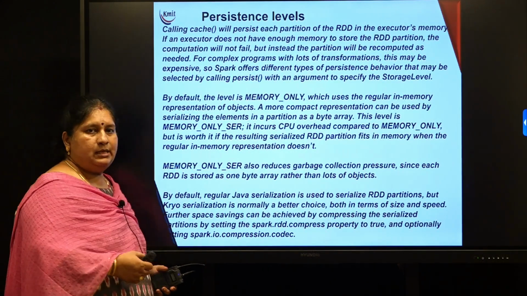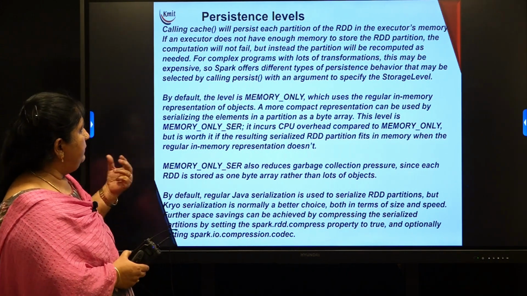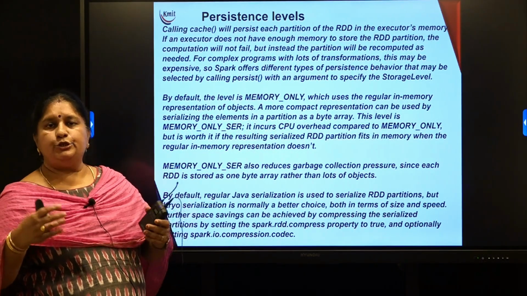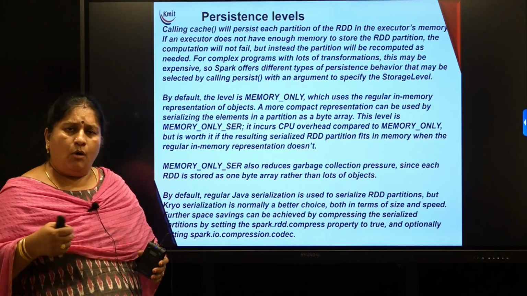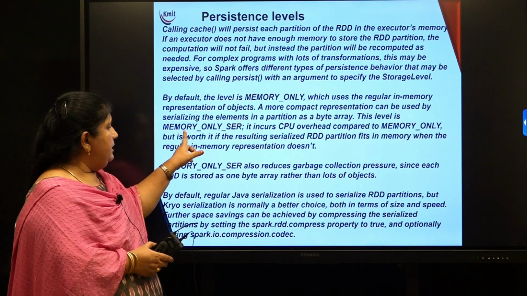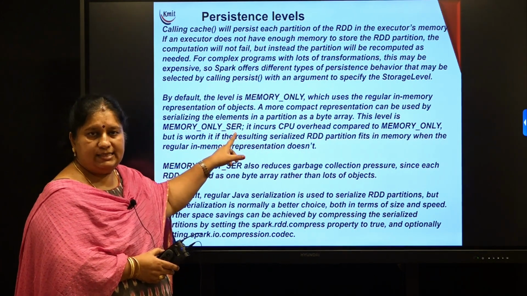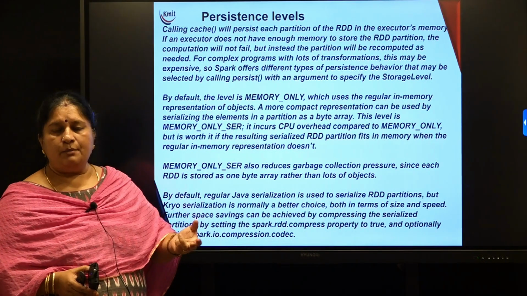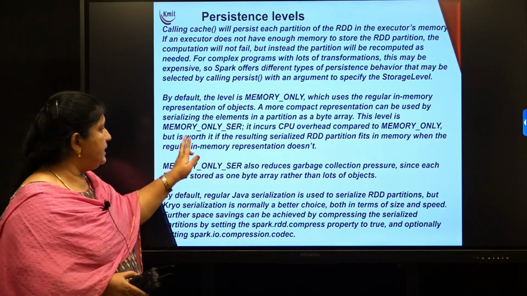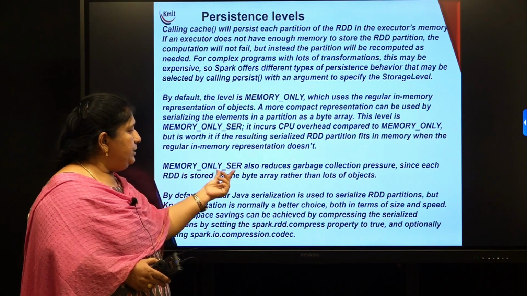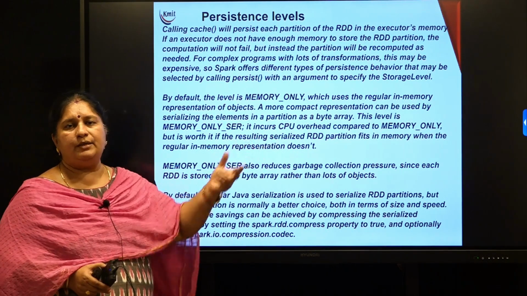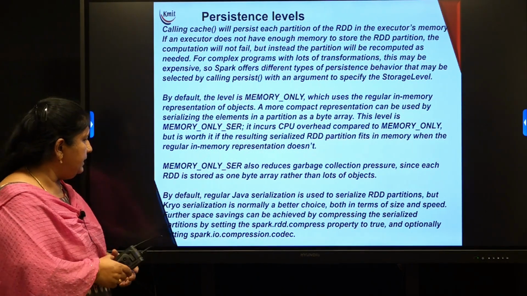And persistence levels you can define. By default it will go for memory underscore only. What does that mean? The entire data set should be loaded into main memory. What if the memory is not sufficient for holding the data? In such a case we go for memory underscore only underscore serialization. Go for serialization of the data, put it in a byte array, wherever I have bytes available. This is the second option. It also tries to reduce the garbage collection process, because we occupy the empty locations with byte arrays.